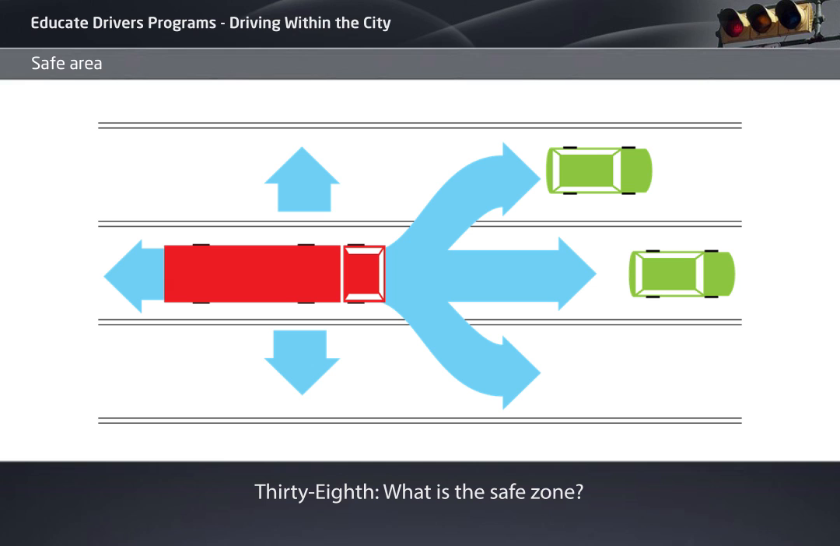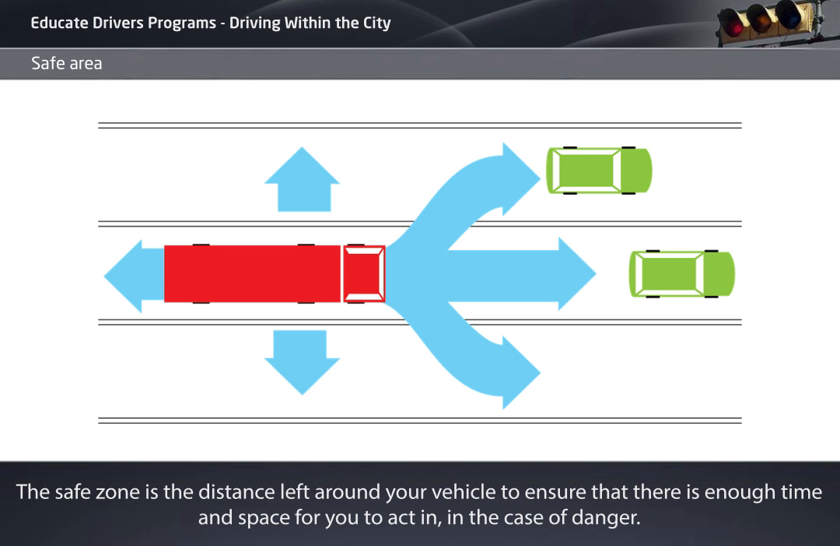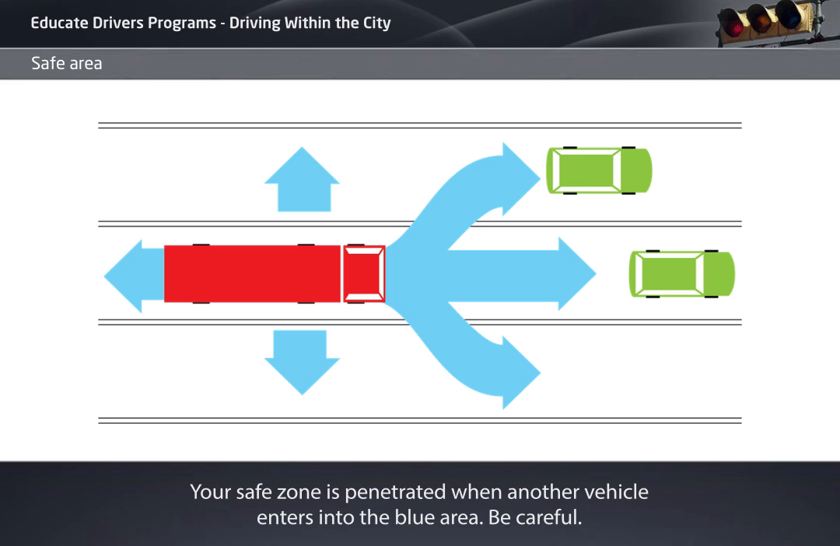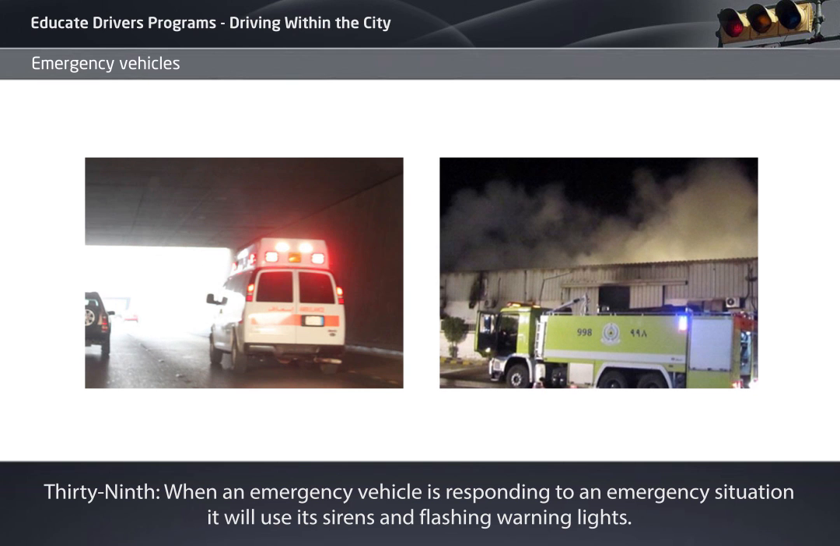38th. What is the safe zone? The safe zone is the distance left around your vehicle to ensure that there is enough time and space for you to act in the case of danger. In the above picture, the safe zone is the area indicated in blue. Your safe zone is penetrated when another vehicle enters into the blue area. Be careful.